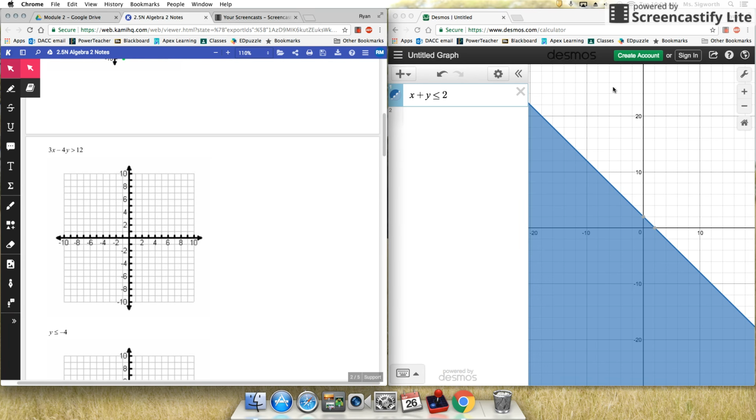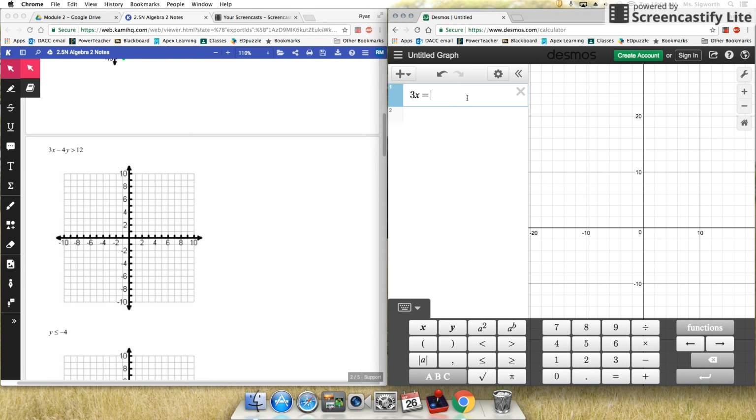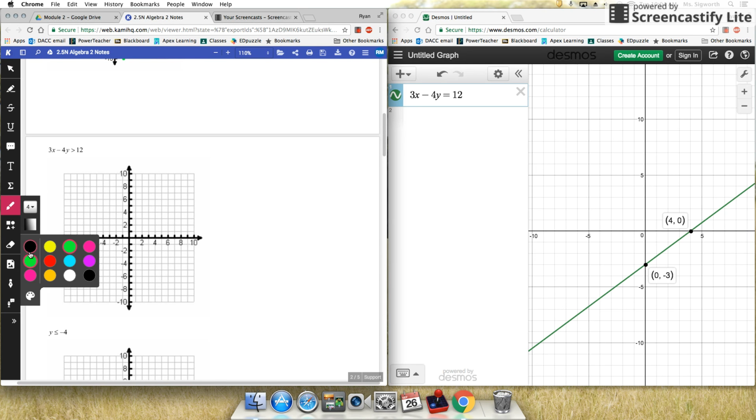Continuing on, let's try this next example. 3x minus 4y is greater than 12. So 3x minus 4y equals 12. Let's do the line without any regions yet for step 1. So it looks like it crosses at -3 and 4. I'm going to make some points. -3 and 4. Since it's just a greater than right here, just a greater than, it's going to be a dashed or a dotted line. So I'm going to make this a dotted line.